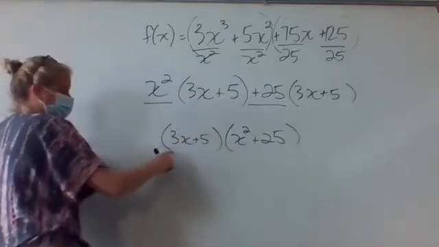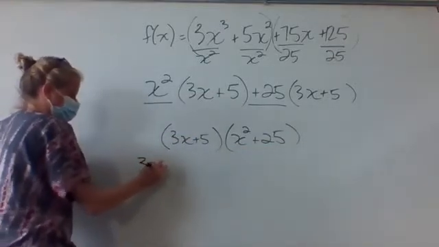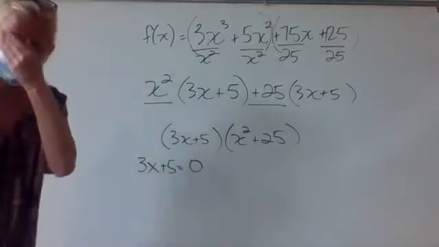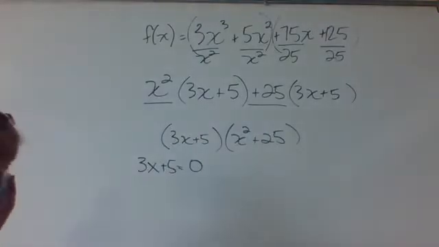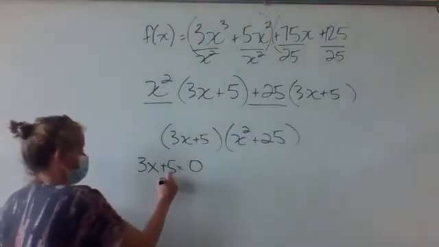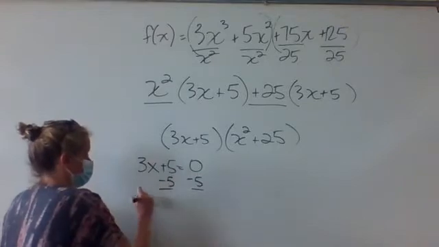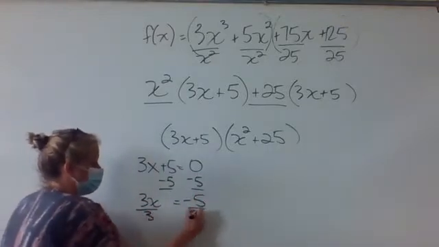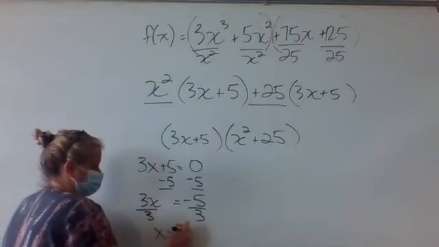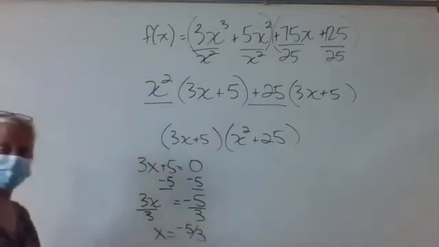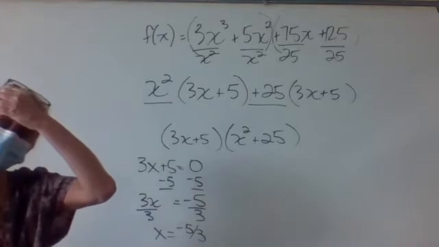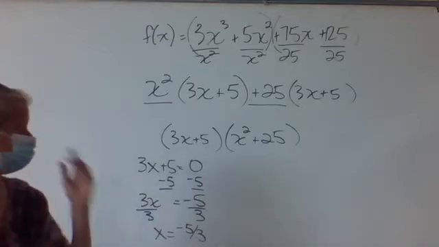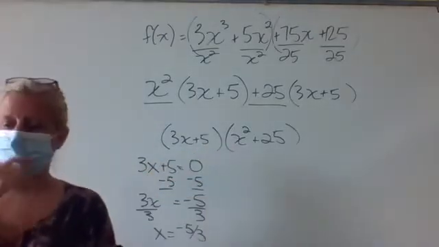To find this one zero, since it's just an x, which is what I want it to be, I set it equal to 0 and solve it for x. So subtract 5s here. So 3x equals negative 5, divide by 3. So x equals negative 5/3. I'm going to put that one in quad since it's x squared.